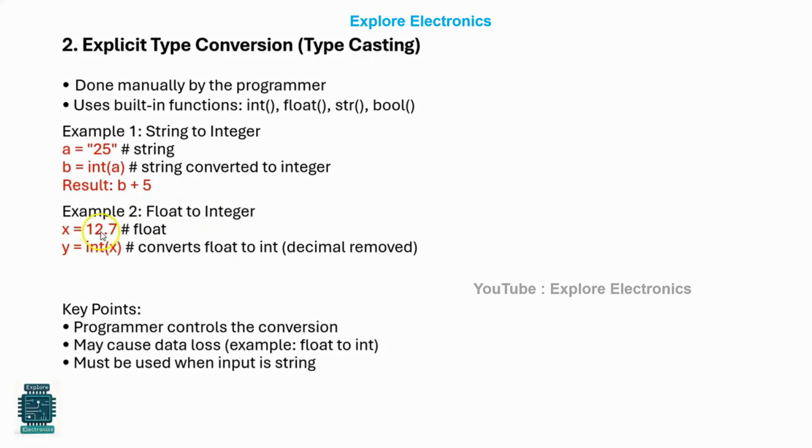Here X is equal to 12.7, which is float. Y is equal to int of X. I am converting the float to integer, using the integer function which converts the float to integer. The decimal part is removed and it is written only 12. Clear with it? Here the programmer controls the conversions manually. It is manual and may cause data loss. Here 7 is removed, that's why it can cause data loss. Clear? It must be used when input is a string.